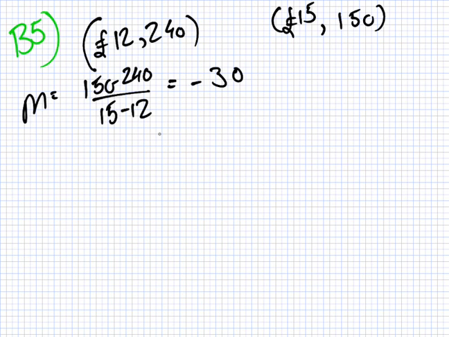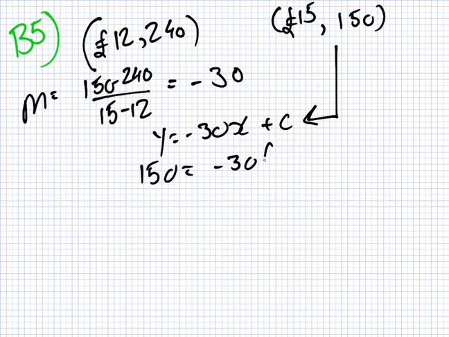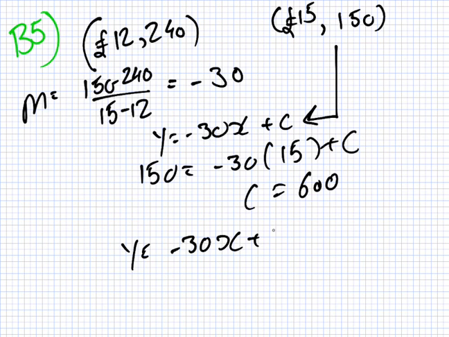So you have now Y equals MX plus C. To find the C, you put in a point. 150 equals minus 30 by 15 plus C. So C equals 150 plus 30 by 15. And we get C here is 600. So we have Y equals minus 30X plus 600.